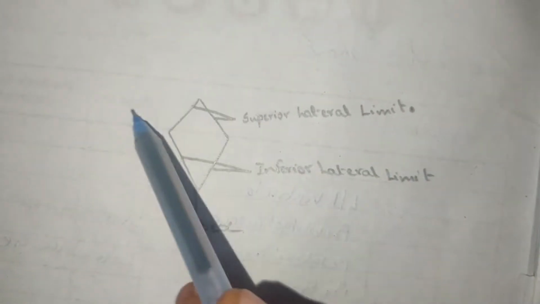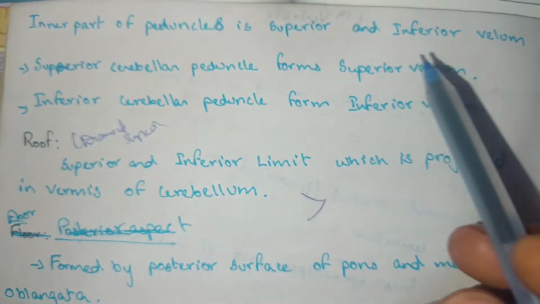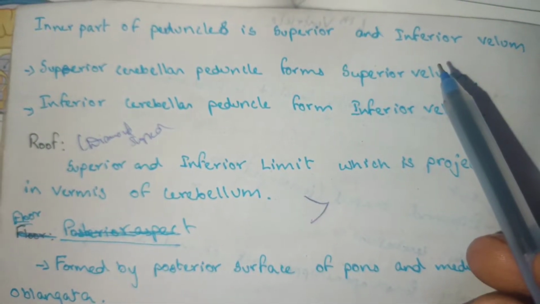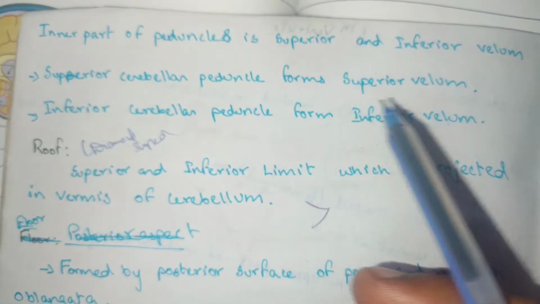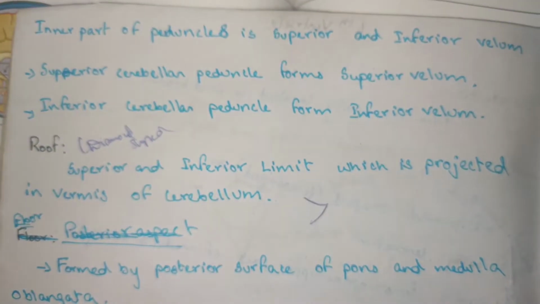Here is the superior lateral limit, where the superior cerebellar peduncle connects both sides, the right and left superior cerebellar peduncle. Here the inferior cerebellar peduncle connects right and left, forming the inferior lateral limit. The joining of the inferior lateral limits forms the apex. Then the inner part of the superior and inferior peduncles is known as the velum. The superior cerebellar peduncle forms the superior velum, and the inferior cerebellar peduncle forms the inferior velum.